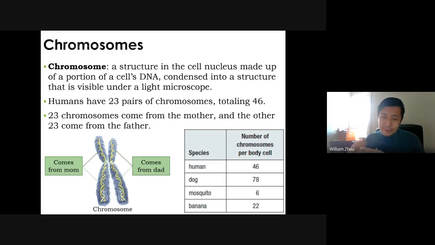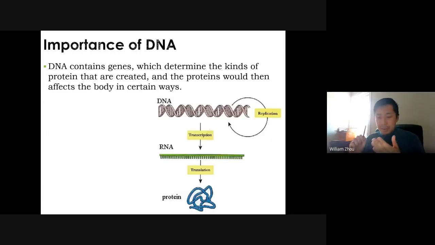Look at dogs. We're definitely smarter than dogs. We're bigger than dogs. So why do dogs have more? It doesn't really matter. It's just a number. So you can't really tell whether something is bigger or complex just simply by looking at the number of chromosomes. Okay, so we have 46.